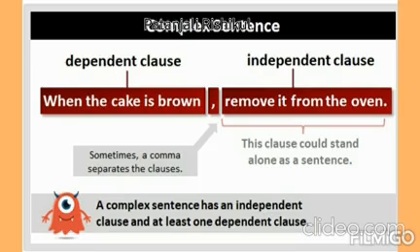Children, when the cake is brown is a dependent clause. It cannot stand on its own. It does not have a complete meaning. It depends on another clause to complete its meaning. So, when the cake is brown, remove it from the oven. Remove it from the oven completes its meaning. So, children, a complex sentence has independent clauses and at least one dependent clause.